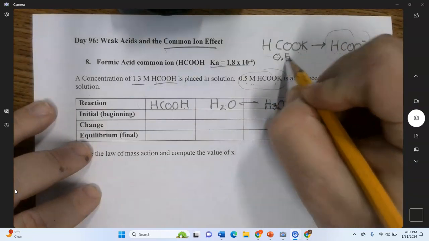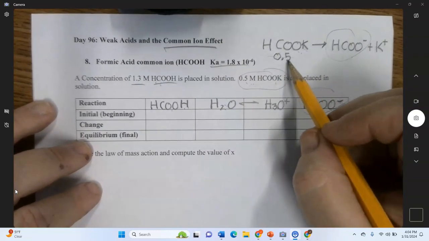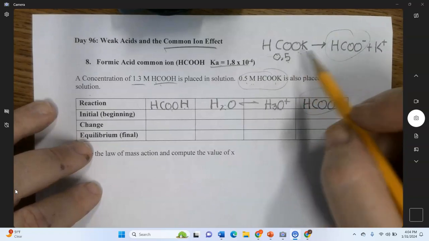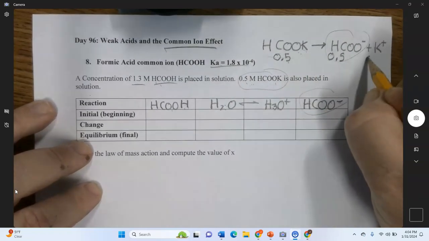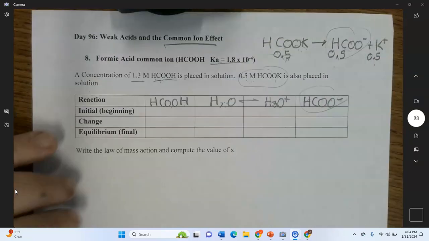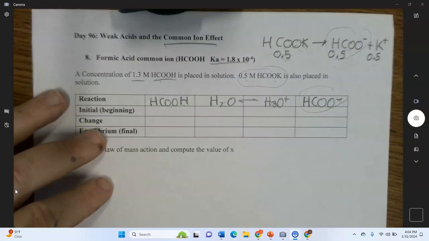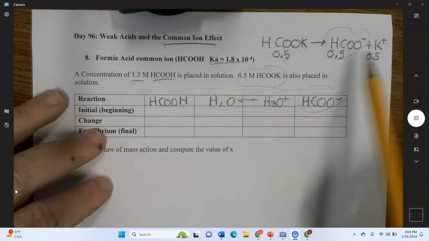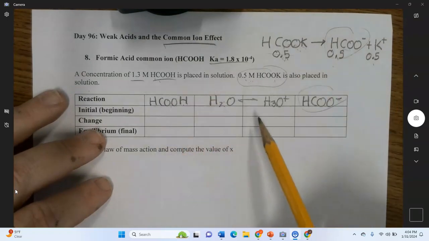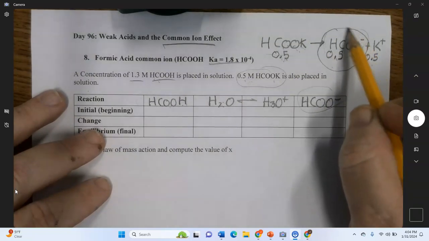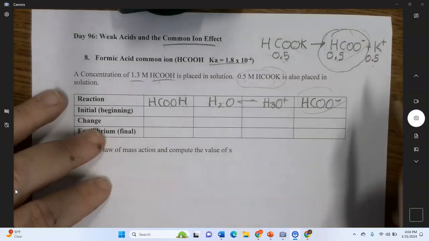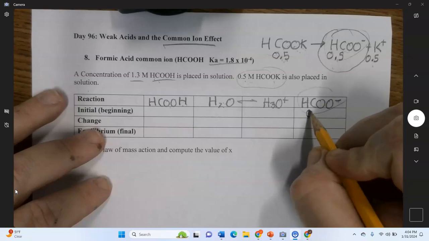So when you put in 0.5 molar, just think of it as half a molar, then you're going to end up with 0.5 molar of this and 0.5 molar of this. All right, so what that means is, since this is going to totally dissolve before we even start our formic acid reaction, this is what we're interested in, the K is not important, and we're going to stick it here. It's 0.5.